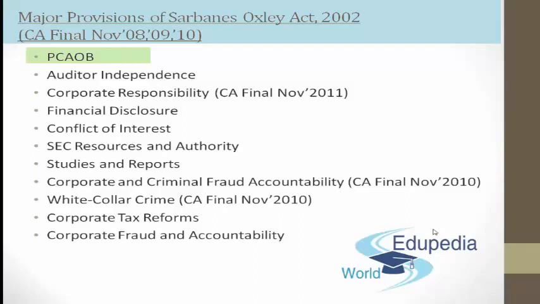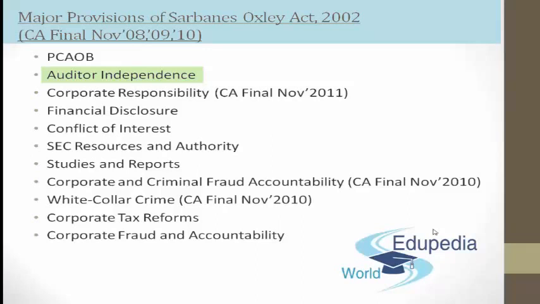PCAOB basically aims at establishing public confidence in the report of an independent registered public accounting firm so that they can protect the interest of investors, the stakeholders. PCAOB requires the public accounting firms to register with the board and to follow certain regulations for the audit of public companies. So that's their main work. So that's all about PCAOB.